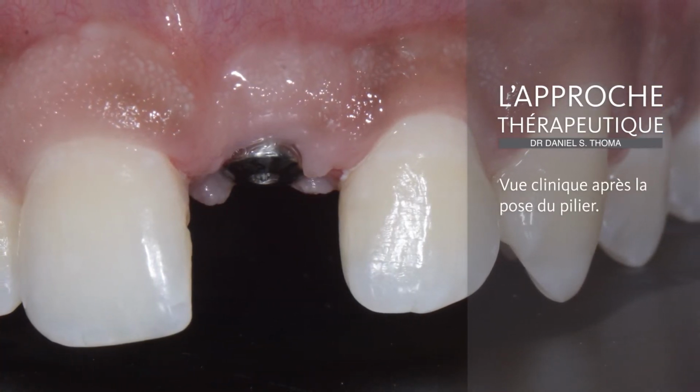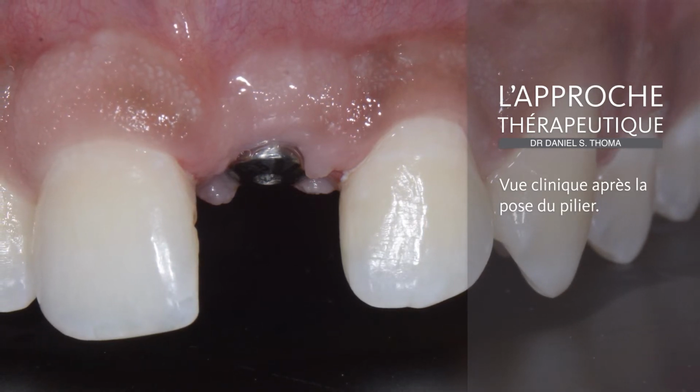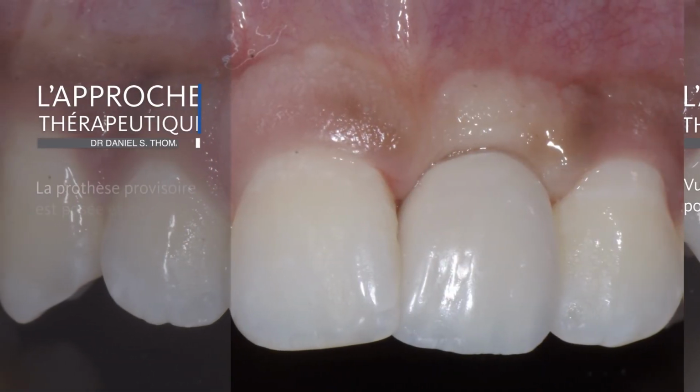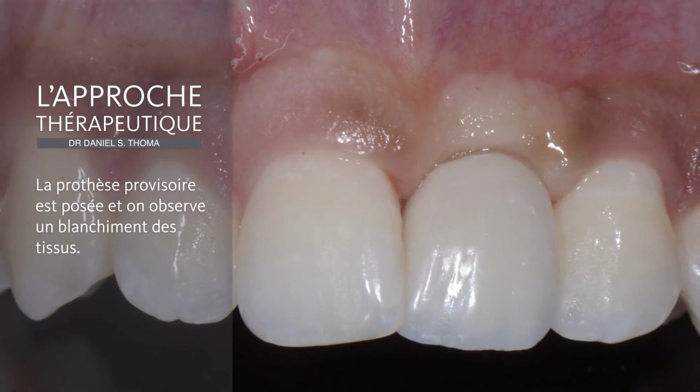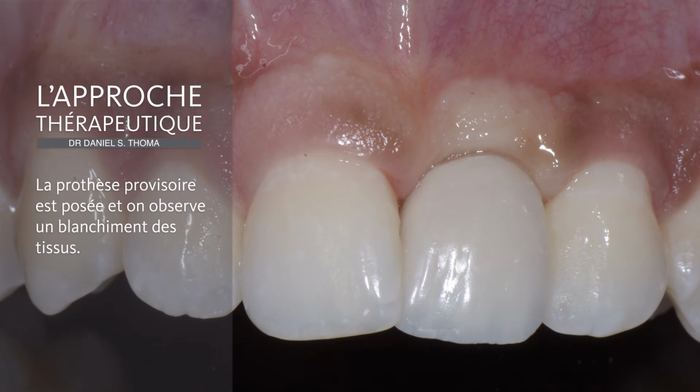Two months later, we can see a clinical view having performed abutment connection. The subsequent step include then to use a provisional reconstruction fabricated by a dental technician, and by using this provisional reconstruction, we can add some flowable composite and we can shape the emergence profile. Here we can already see the blanching of the tissues due to the pressure of the provisional reconstruction.